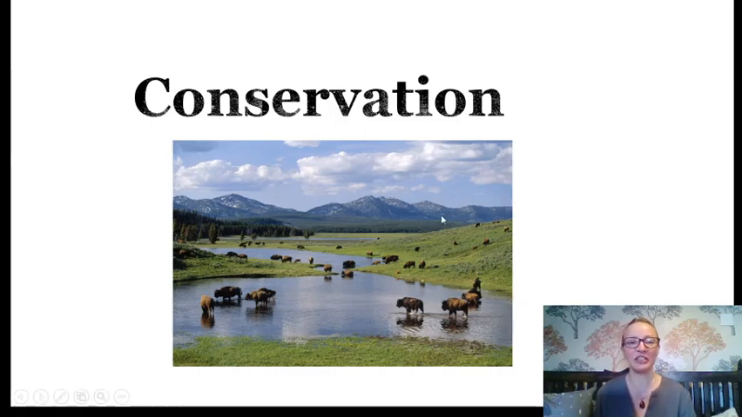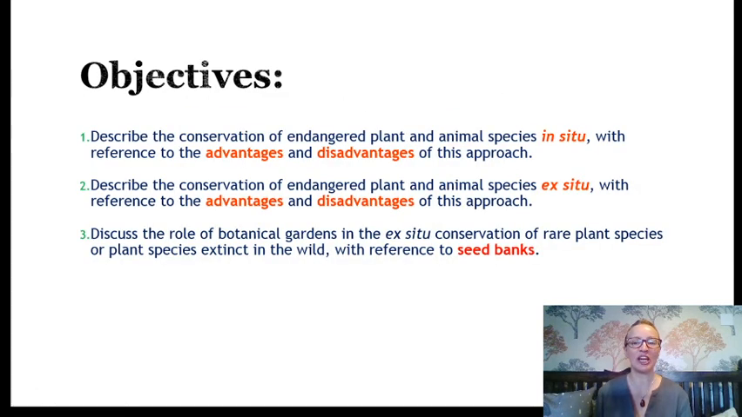Okay, today I'm going to talk to you about conservation. We're going to look at the different types of conservation, so in situ and ex situ conservation, and the advantages and disadvantages of each of those approaches. And we'll also look at things like botanical gardens and seed banks as examples of ex situ conservation.